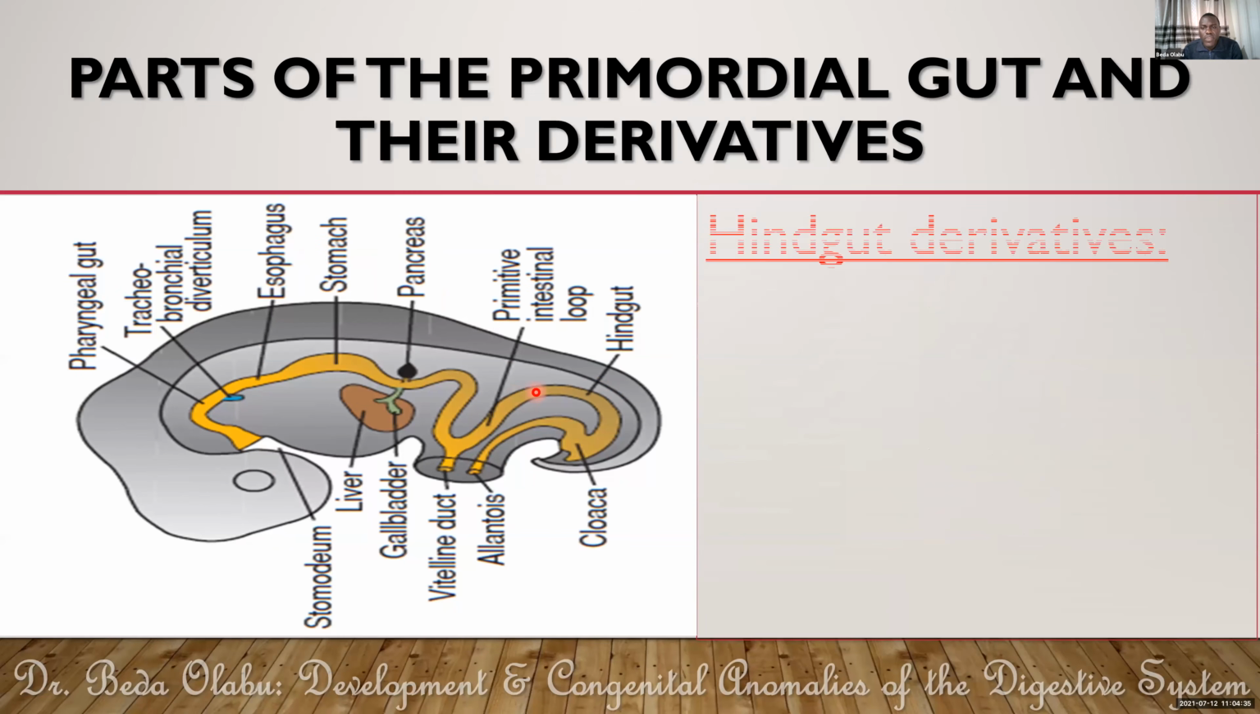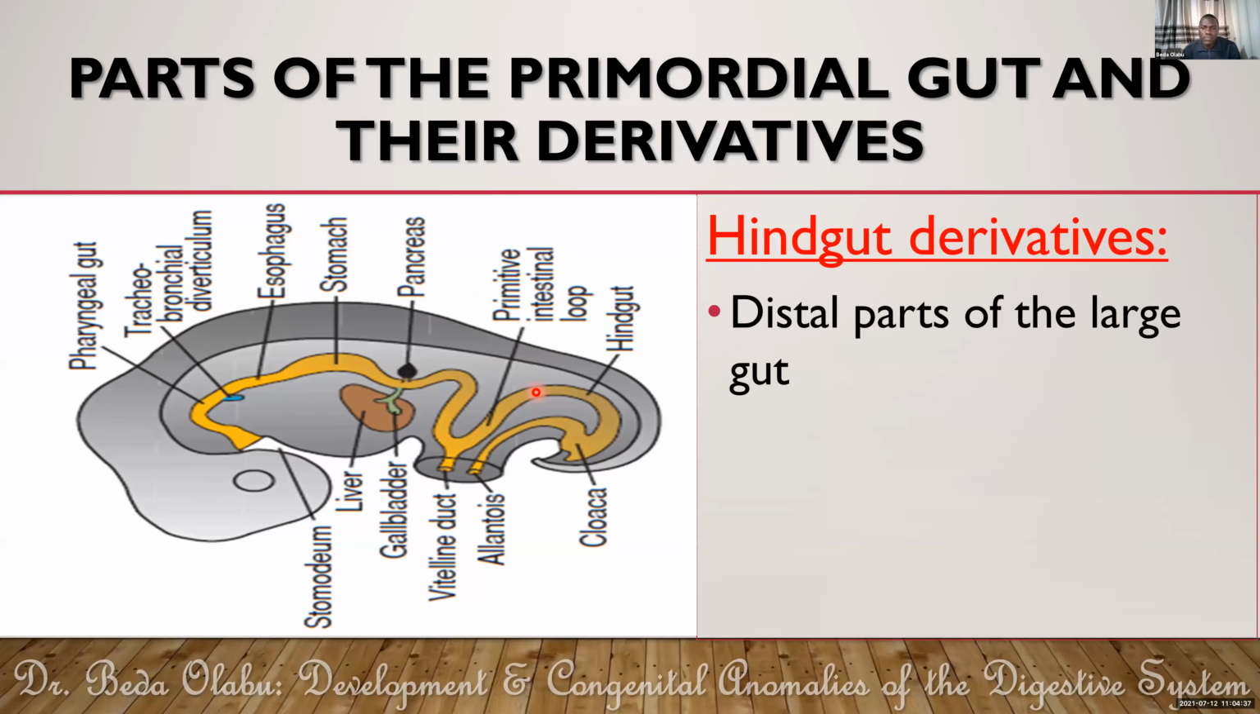So from there, then we can talk about the hindgut. We would now expect the hindgut to give us the distal parts of the large gut, which means extending from the transverse colon, we will have the distal part of the transverse colon. Then we'll have the whole of the descending colon, and perhaps the whole of the sigmoid colon. So basically the colon, the left side of the colon, comes from the hindgut.